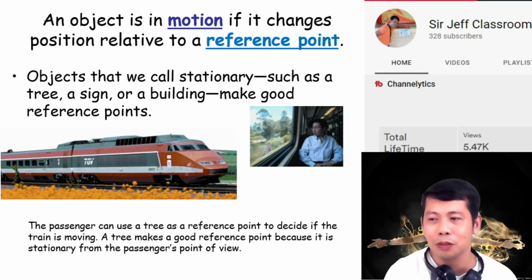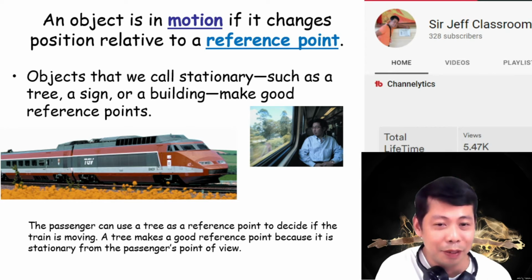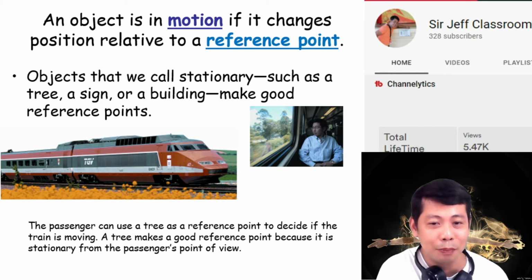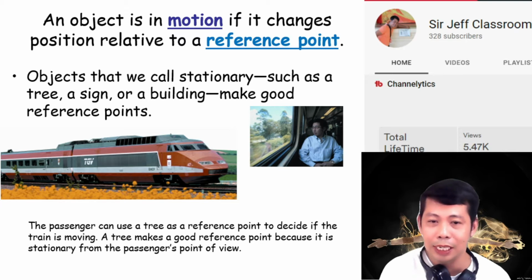Yun, di ba? An object we can call stationary, like a tree, a sign, or a building, is a good reference point. Siyempre, mahirap gawing reference point yung gumagalaw na bagay, di ba? For example, tanong ka ng location, may pupuntahan ka. Di ba, usually, you use a reference point. Halimbawa, sinabi, pagdating mo dun sa may gas station na Shell, papasok ka sa may kanto na yon, may reference point. Ganun kahalaga ang reference point.